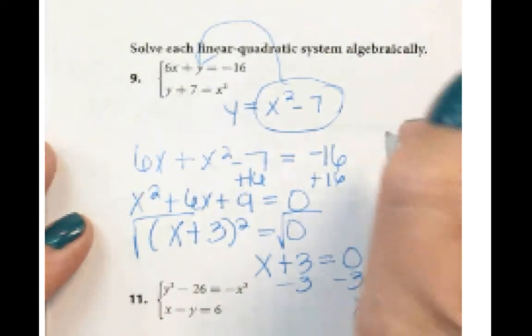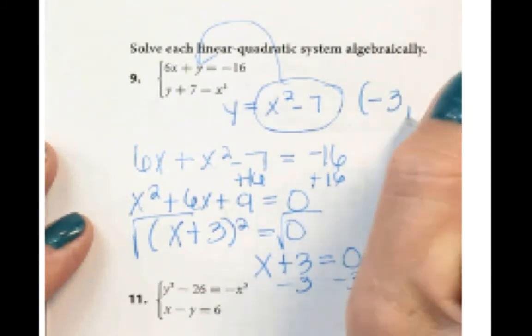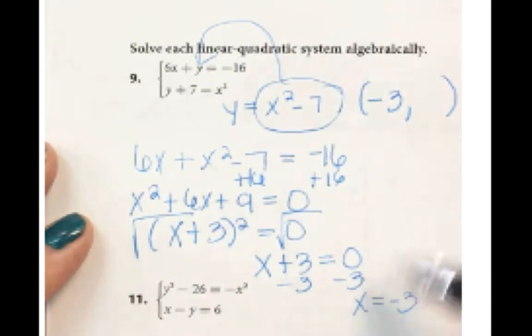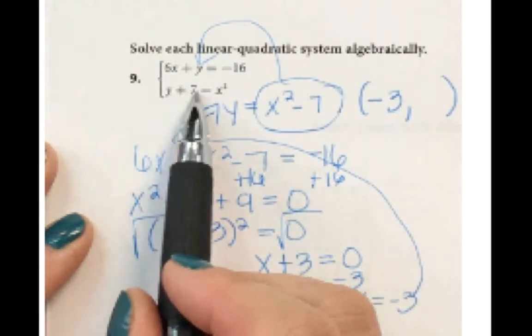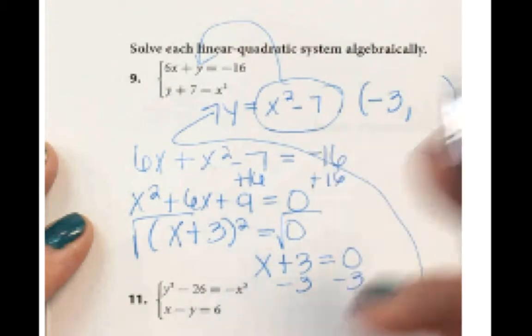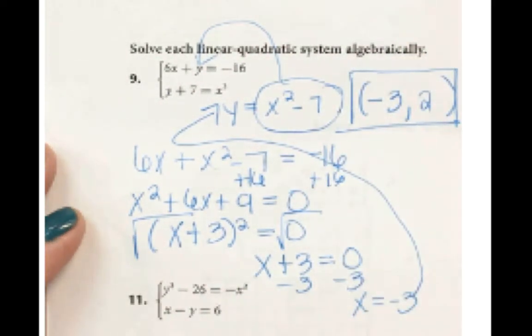So since we only have one x value, there's just one point of intersection, and it's at negative 3. And then when you plug negative 3 back in to one of the equations, probably the easiest one is this one right here, and that would be y plus 7 equals 9, and then subtract 7, that makes 2. So your solution, or that point of intersection, is negative 3, 2.